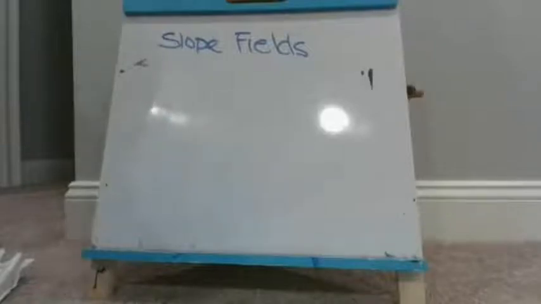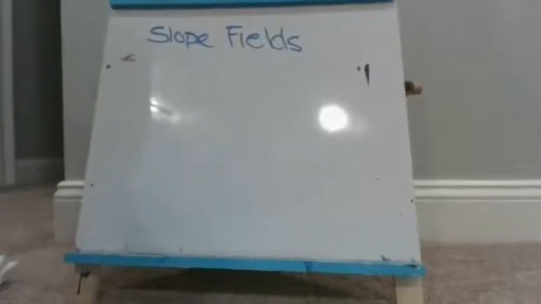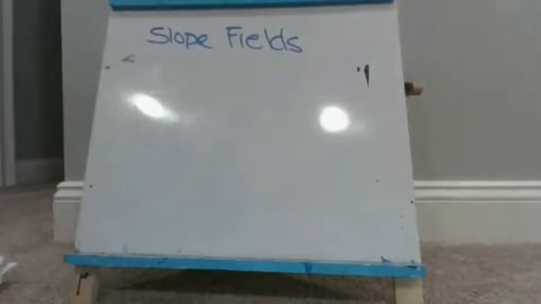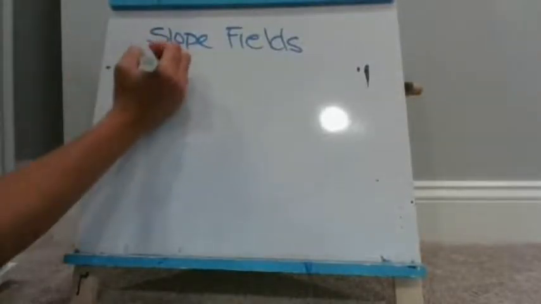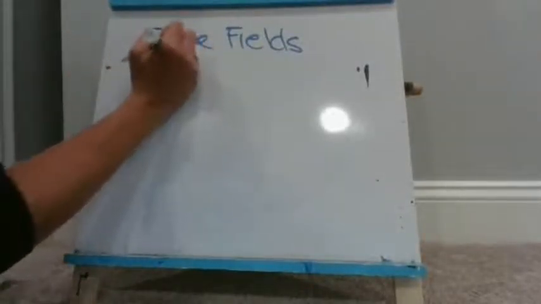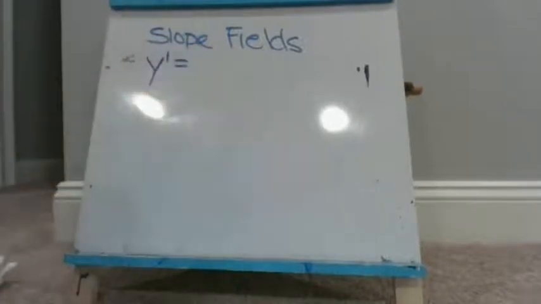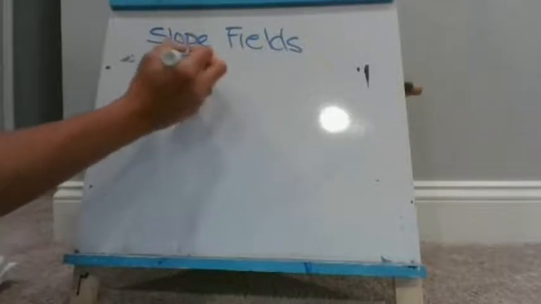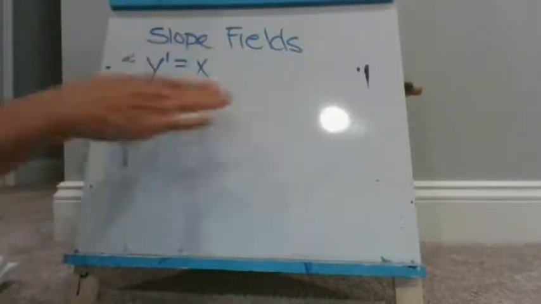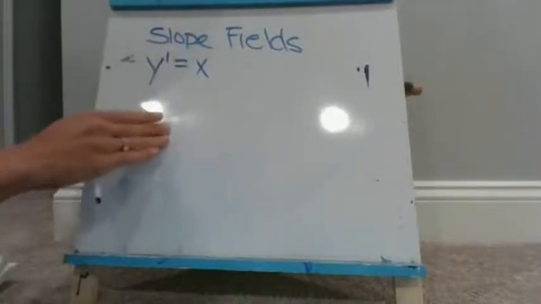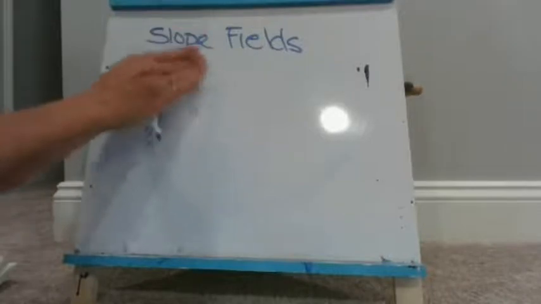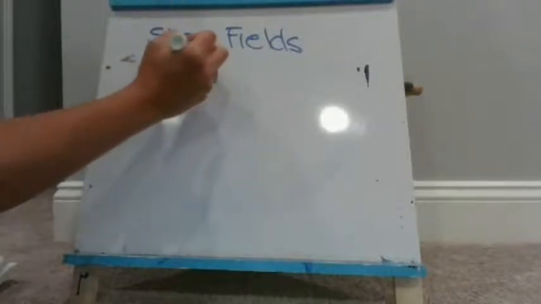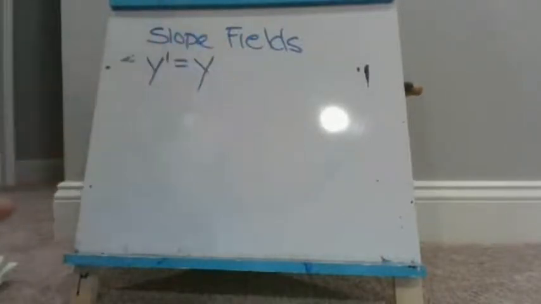All right, so I'm going to show you how to make a slope field for when there is a derivative that has a y in it. On Thursday, we did a slope field for a derivative that had just x in it, so it didn't matter what y was when we made our slope field. Now we're going to have a derivative that has a y in it. So we're going to make a slope field for y prime equals y.